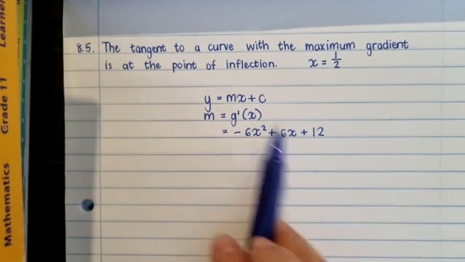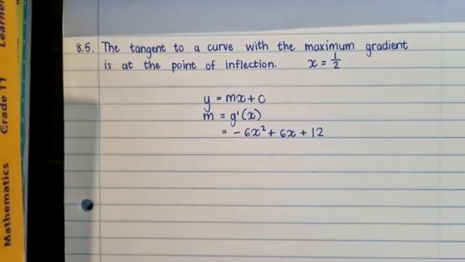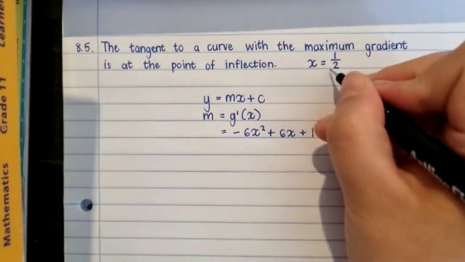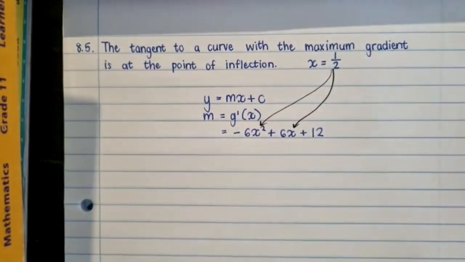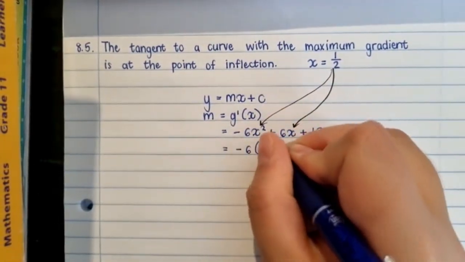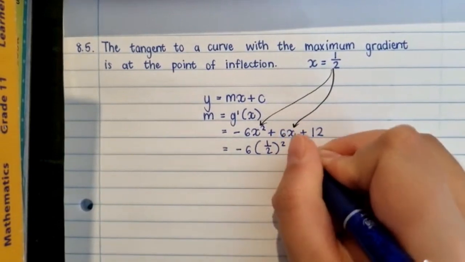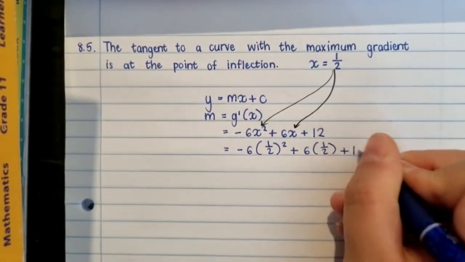But this isn't the actual gradient, because the gradient is supposed to be a number. To get this to be a number, we have to take the x value of the point of inflection and sub it in wherever we see x. So the gradient is going to be negative 6 times a half squared plus 6 times a half plus 12.